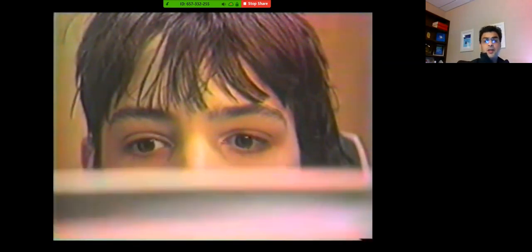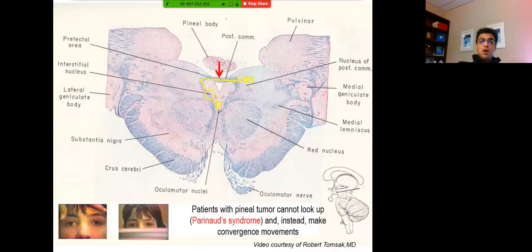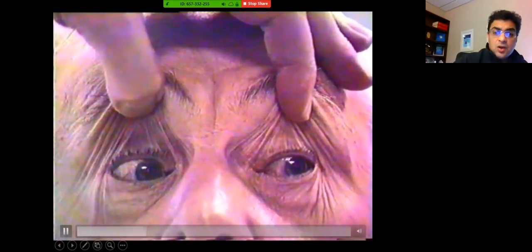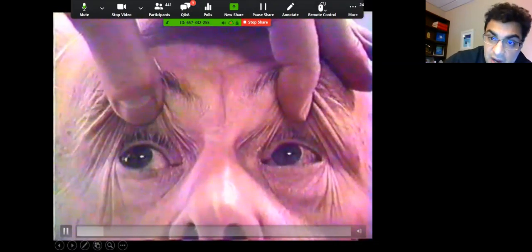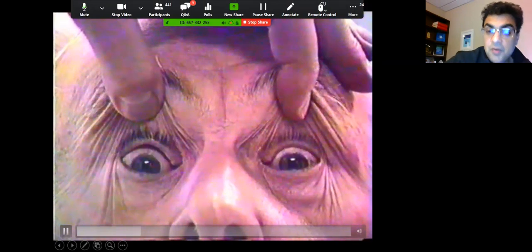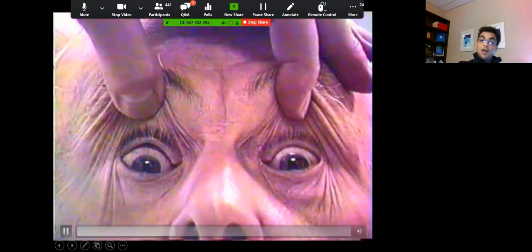Now this is something that we all see very commonly in our practice, progressive supranuclear palsy. This patient has a normal horizontal eye movement, as you can see here, right? But when we ask the patient to look up, they are slow. And actually they are also curved, like the other patient that I showed you. If you look at their brain, they have a very robust atrophy in the midbrain, what we call hummingbird sign in the MRI. And that is classic of progressive supranuclear palsy.